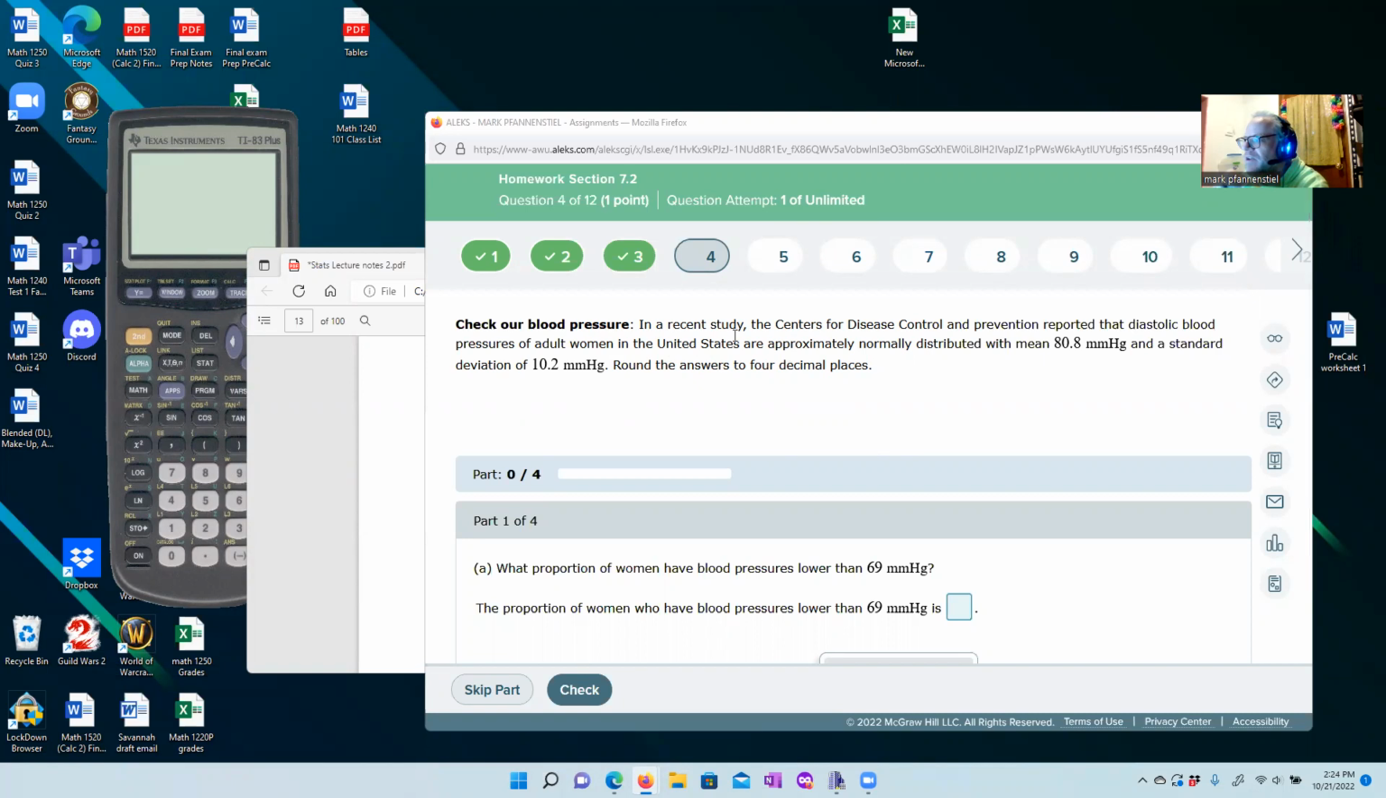Okay, so it always makes a good quiz question because again, it's got medical data in it, so that's always a good choice for me. It's got high blood pressure, so that's always a topic near and dear to my heart.